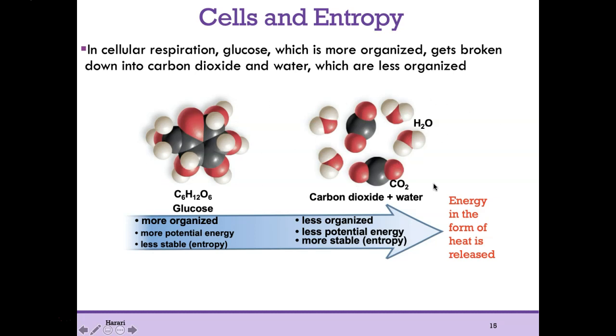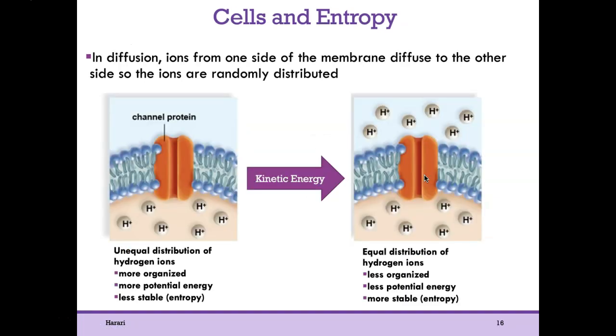Each of these molecules has less energy than this big glucose molecule. And this is more stable, right? It's more likely that carbon dioxide and water will stay as carbon dioxide and water than glucose will stay as glucose. Right? Glucose over time will just break down. That's what happens to things. Things go from more organized to less organized spontaneously. Right? That's how nature works.